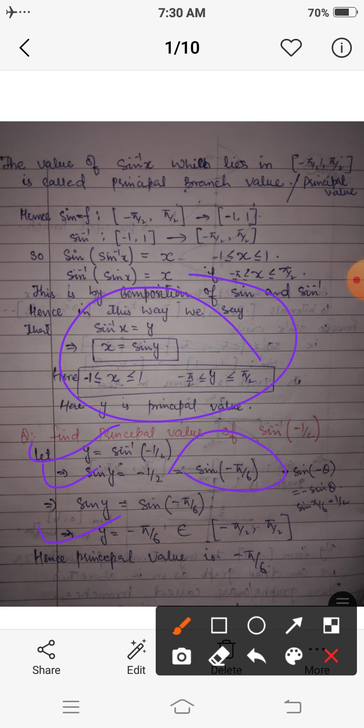You can here use sin x equals sin y implies that x equals n pi plus minus 1 raised to the power n y. But we have to consider only the principal values, and the principal value is simply minus pi by 6. Minus pi by 6 belongs to this interval because minus pi by 6 is minus 30 degrees, and minus 30 lies between minus 90 and 90. Hence the principal value is simply y, which is minus pi by 6. So this was all about sine inverse x.